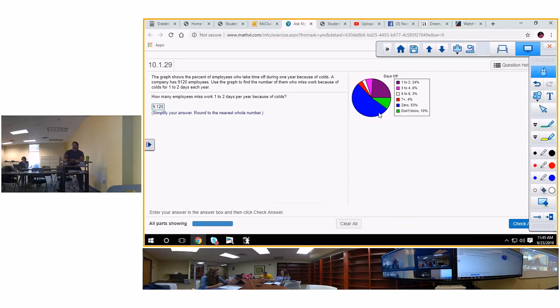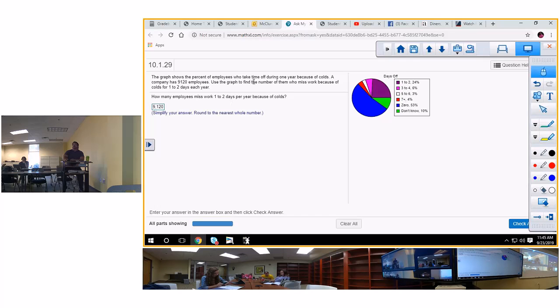My test says the graph shows the percent of employees who take time off because of colds. A company has 9,120 employees. That's the total. You need to highlight that 9120 because that's what you're going to multiply by. Okay? Look for the total.